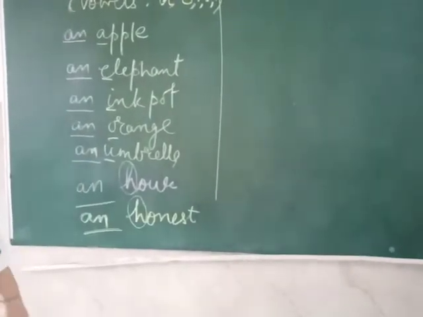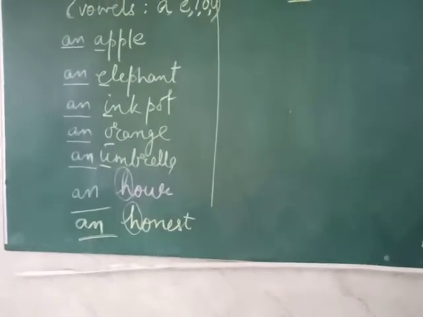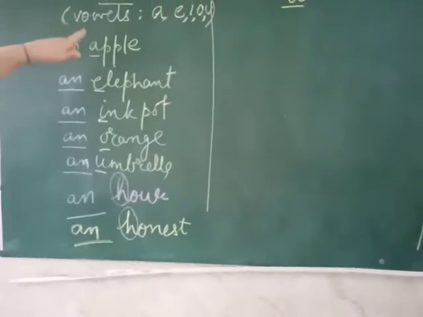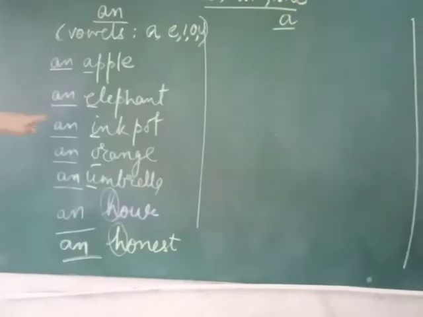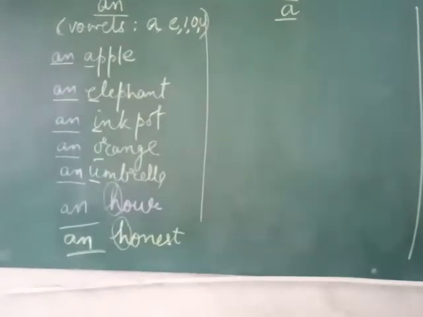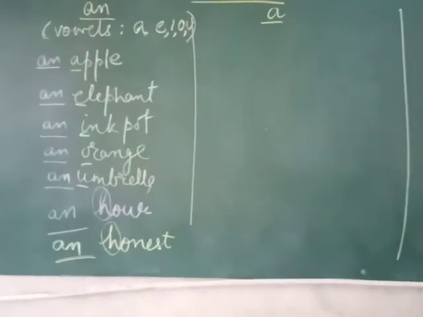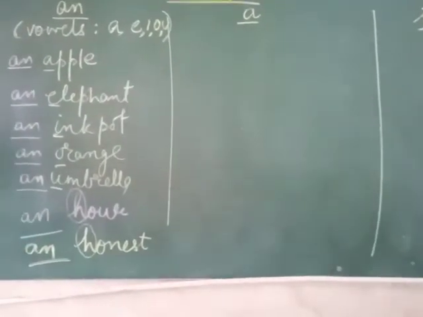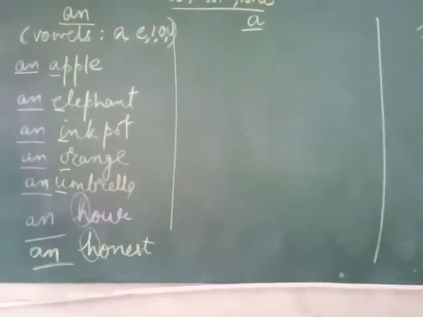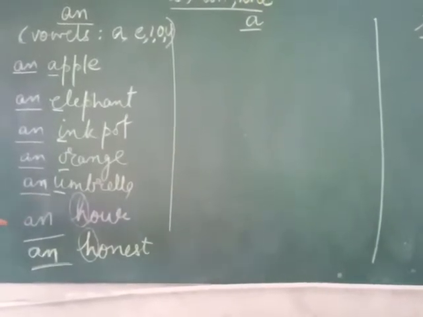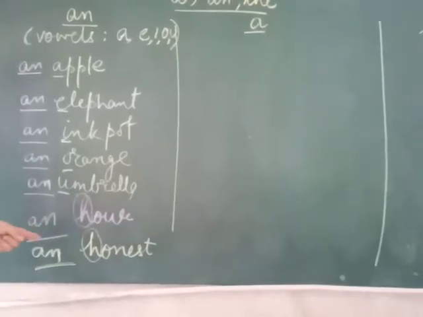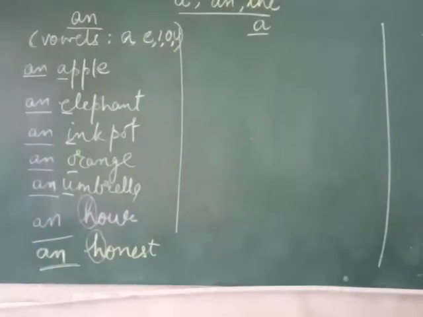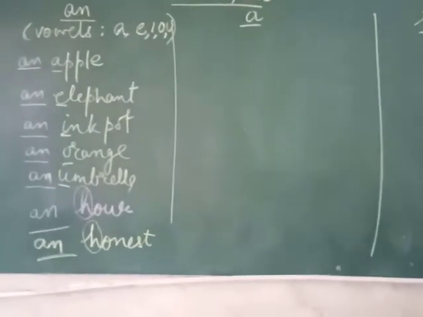What you have to keep in mind is any word that starts with a vowel sound, that is A, E, I, O, U, what will you use there? An. Like the word hour, H-O-U-R. H is silent. So I pronounce it as "our". O. An hour. An honest. O. An. Is that clear? Now we will come to the next.